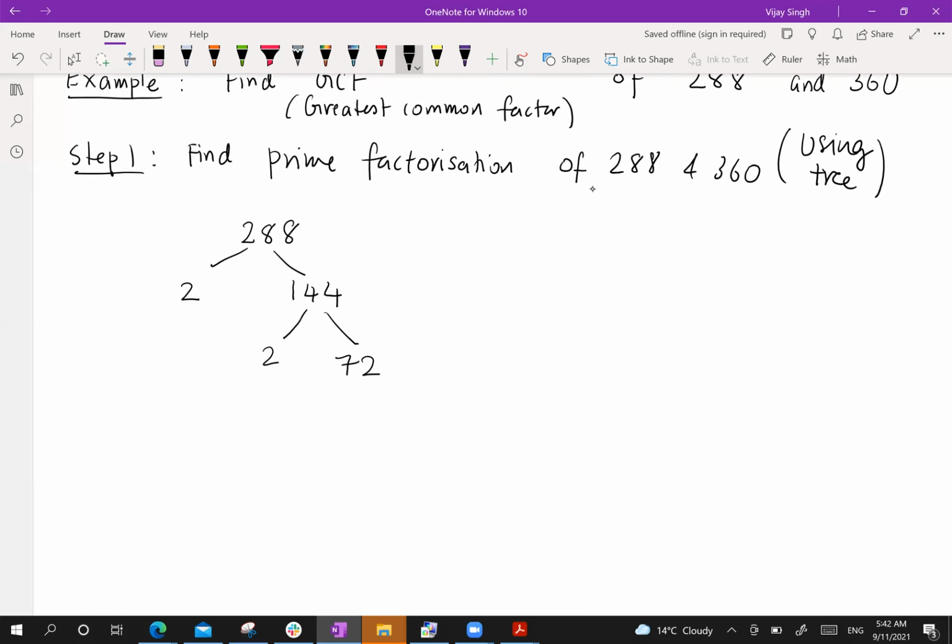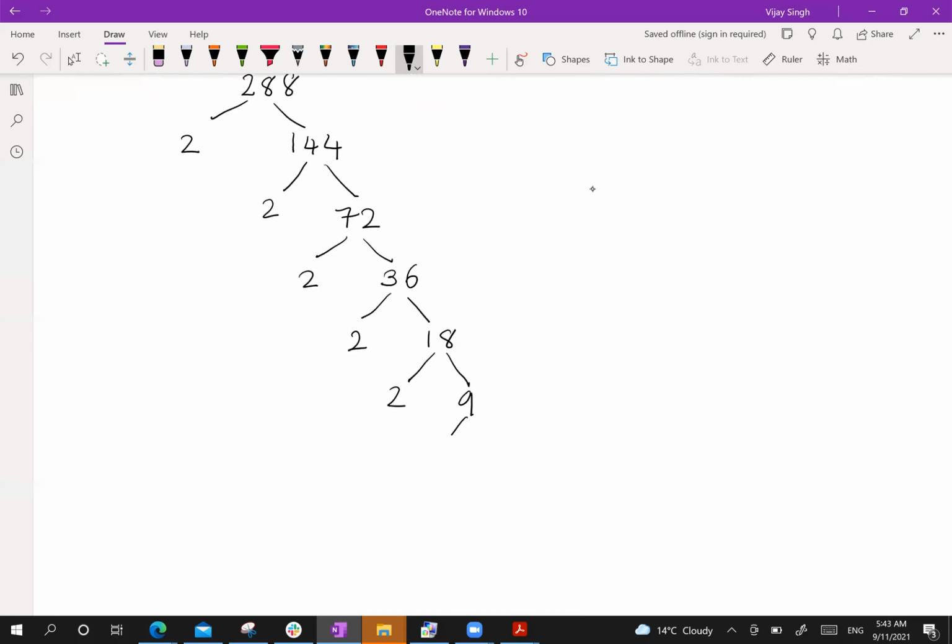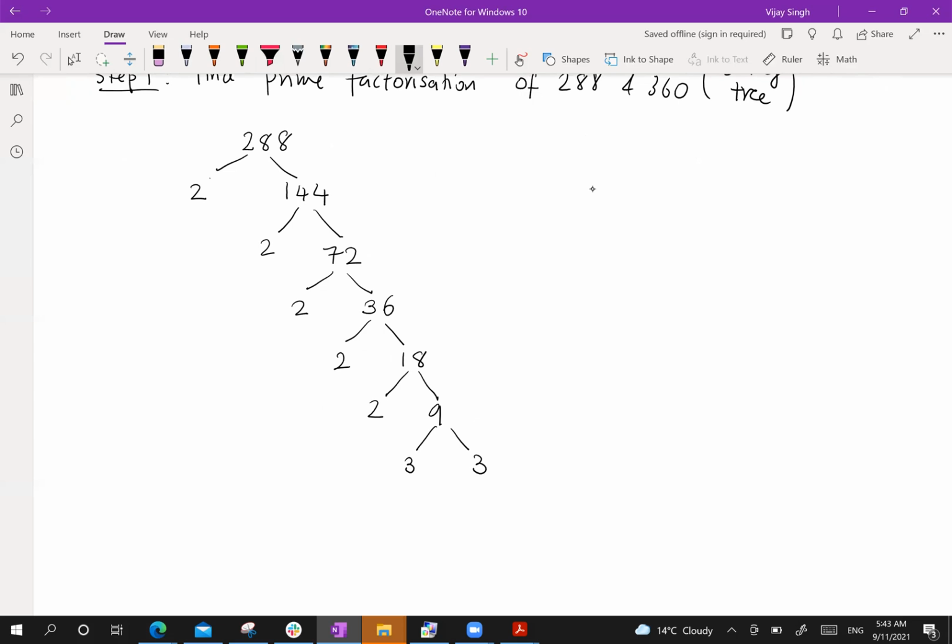Again, 72 is still a multiple of 2. So it's going to be 2 times half of 72, which is 36. I'm going to circle things later on. Again, 36 is an even number. So 2 times 18. Now let's notice again, 18 is the same as 2 times 9. 9 is a composite number, so 9 is 3 times 3. Okay, now let's mark all the leaves. What are the leaves? 2, 2, 2, 2, 2, 3, 3.